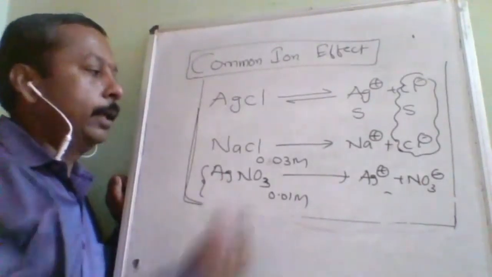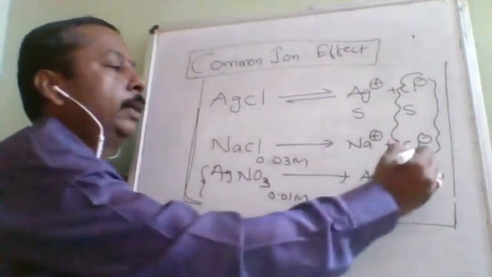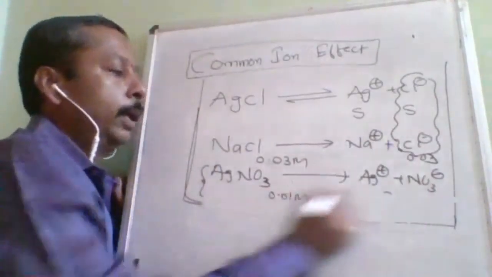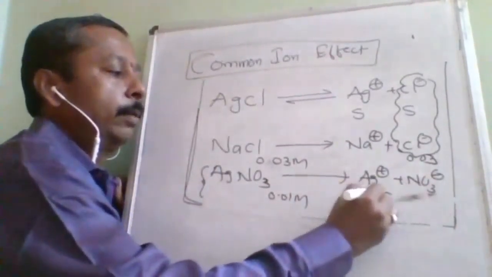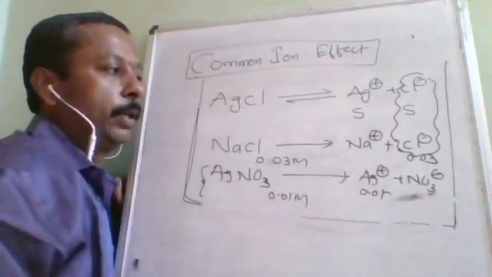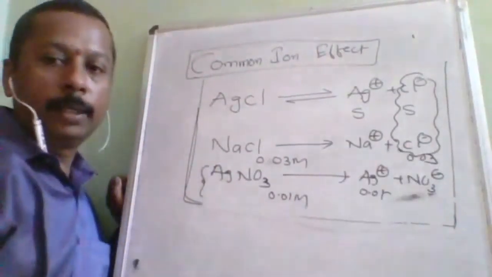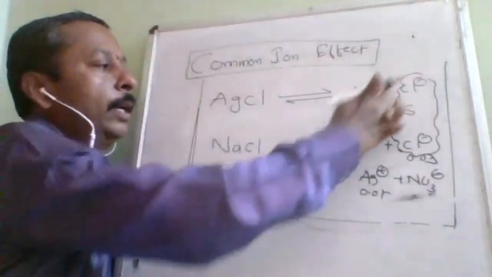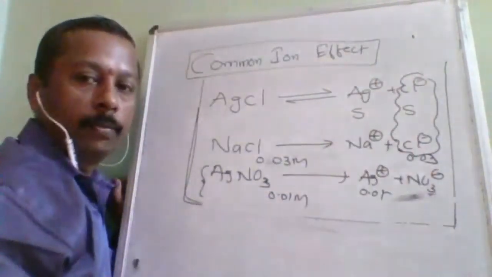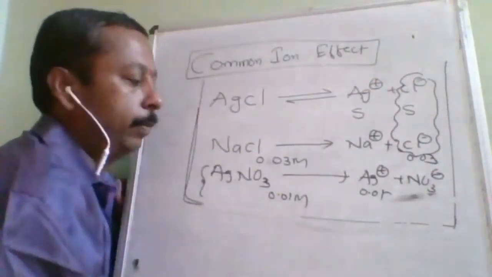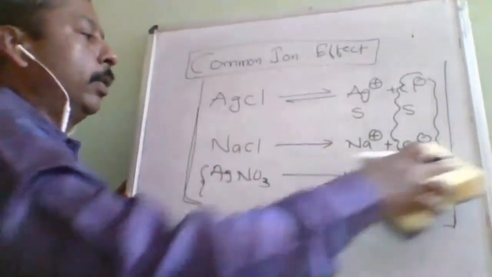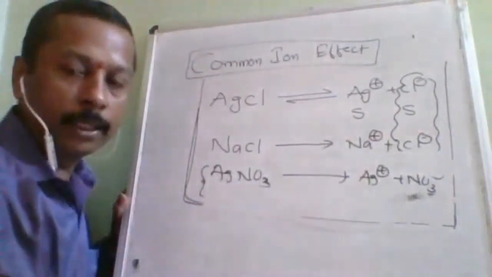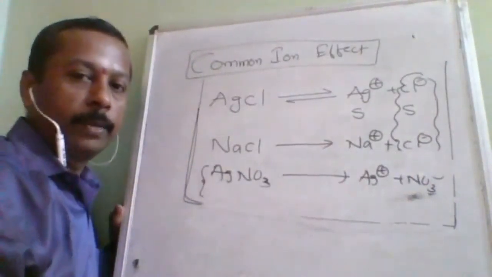Here Cl minus provided is 0.03. Here we should be worried about Ag positive, and here we should be worried about Cl minus. So the common ion effect by the Cl minus is more in comparison to Ag positive from the AgNO3. Likewise, you can solve questions. Anyhow, those types of questions will be discussed in the numerical session.